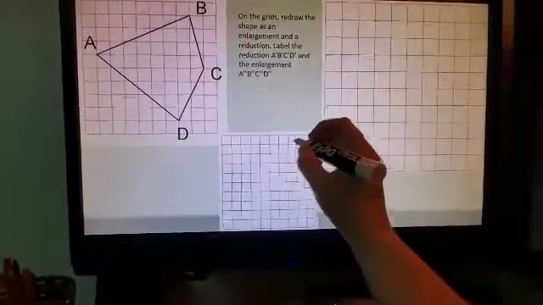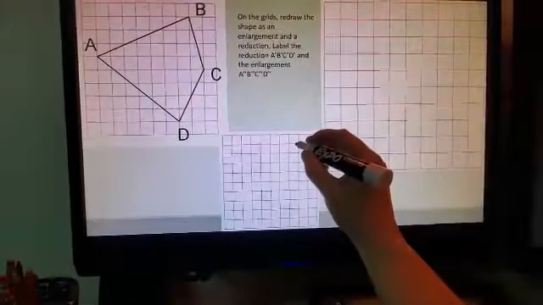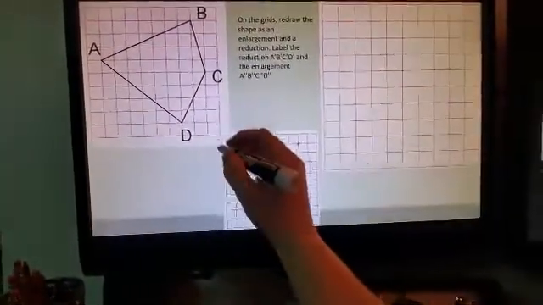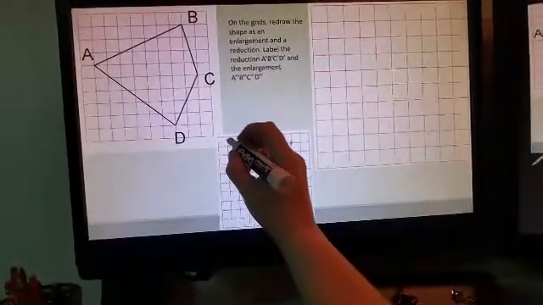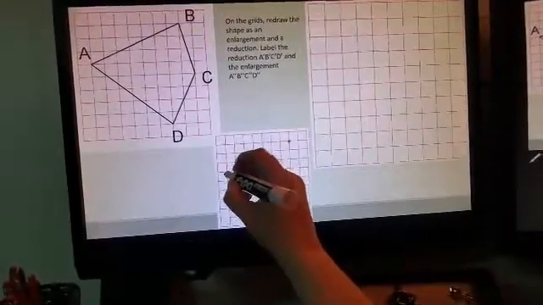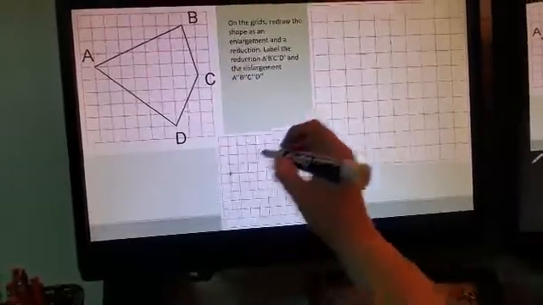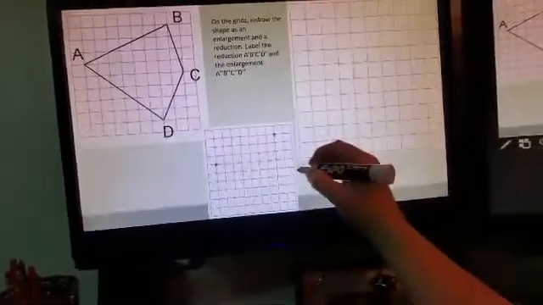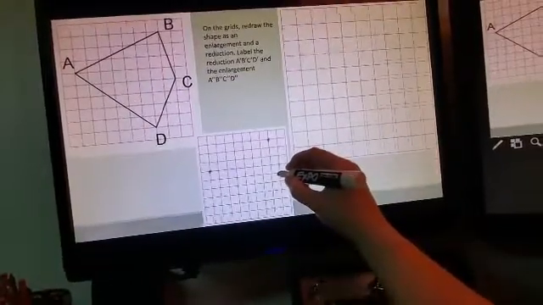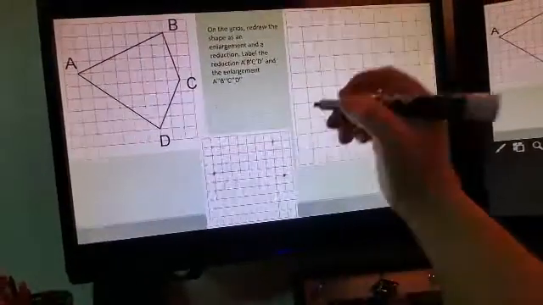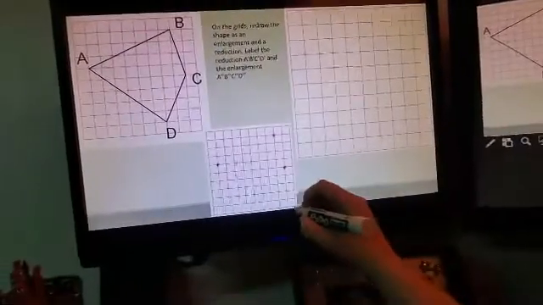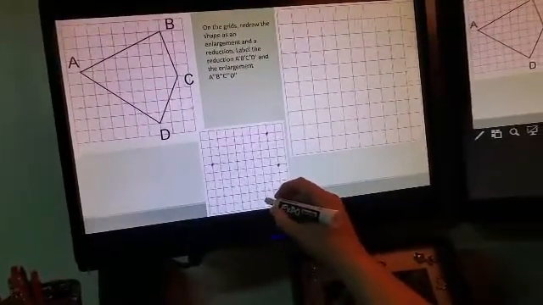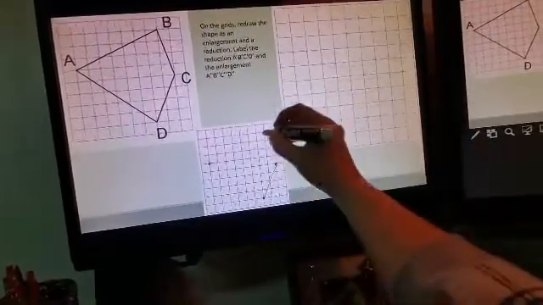Let's redraw it. So in this one, point B is 2 away. Point A is 4 down and 1 over: 1, 2, 3, 4. Point C is 1, 2, 3, 4, 5 down and 1 in. And point D is 3 over and 1 up. So then we connect.